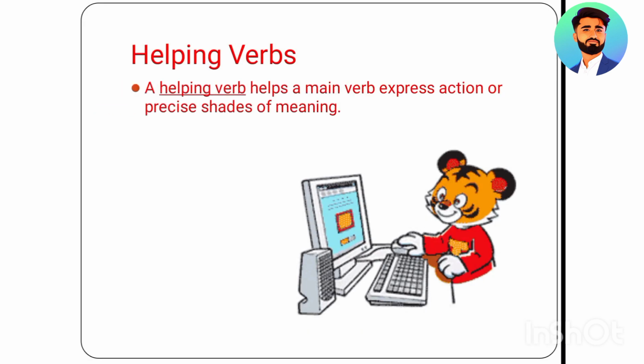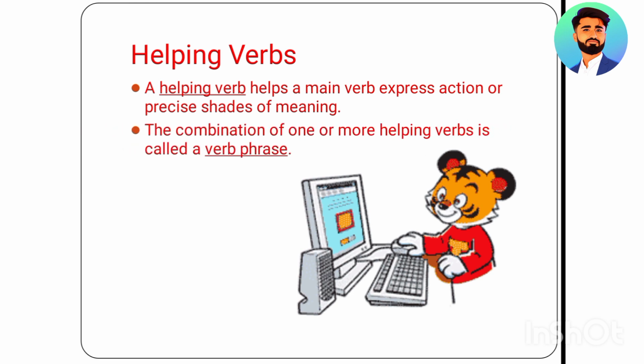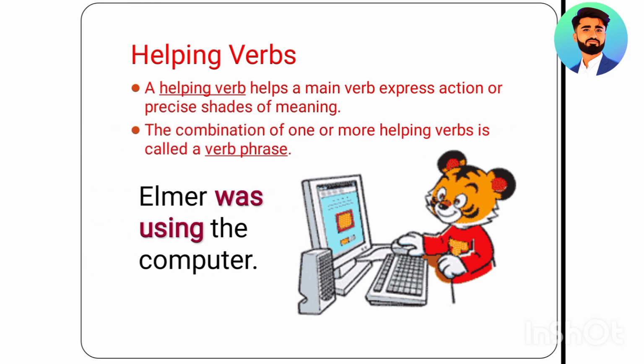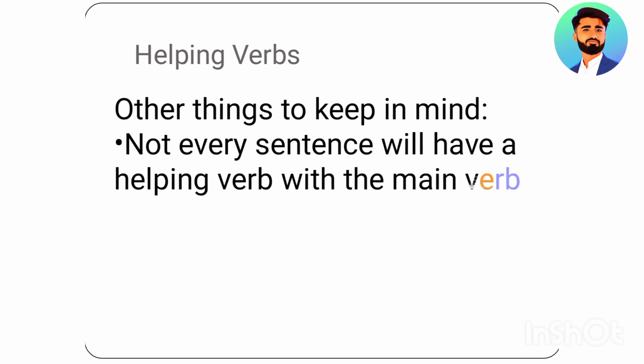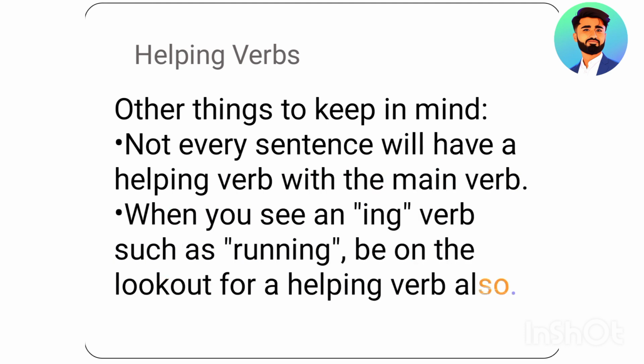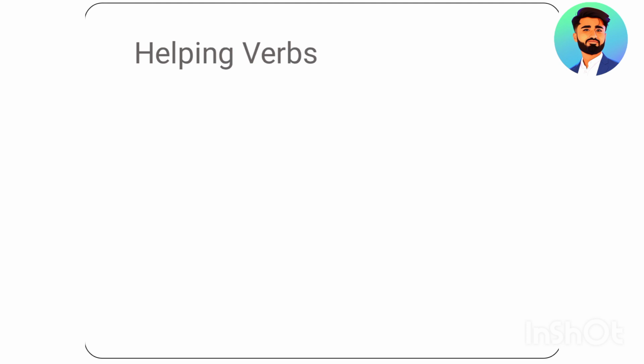Helping verbs. Helping verbs help a main verb express action or precise shades of meaning. The combination of one or more helping verbs and a main verb is called a verb phrase. For example, Elmer was using the computer. Other things to keep in mind: not every sentence will have a helping verb with the main verb. When you see an ing verb such as running, ringing, etc., be on the lookout for a helping verb also.